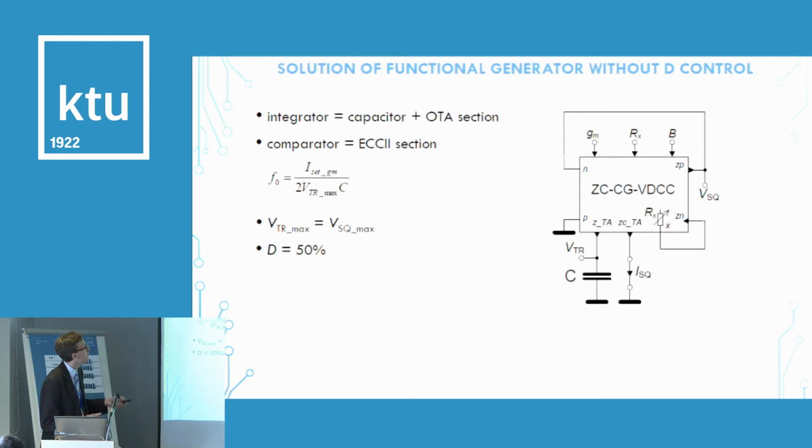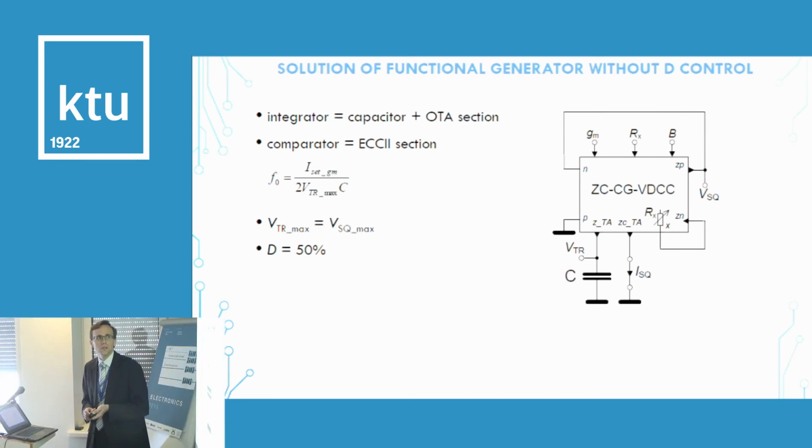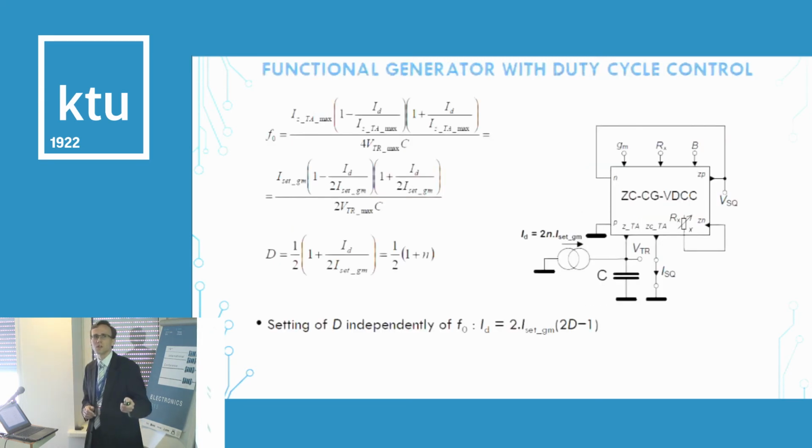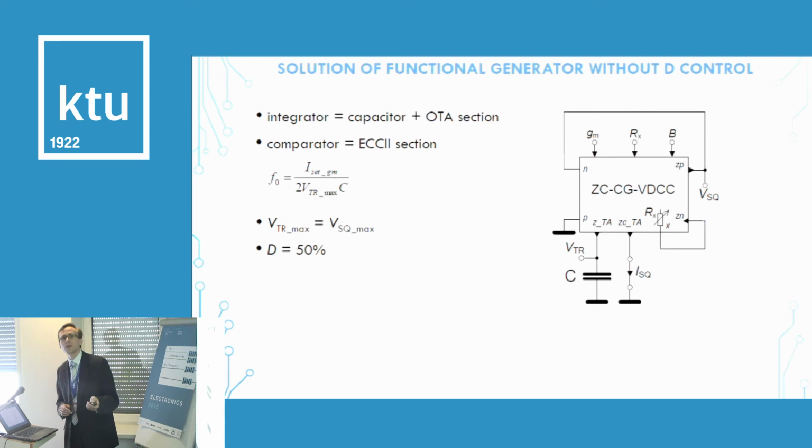One of them is a functional generator. This one is without duty cycle control. The structure is really simple. It consists of only one active element and one capacitor, and it includes one integrator and comparator. The behavior is obvious from these equations, and the duty cycle is 1/2. It provides a triangle signal and a square signal, also in voltage.